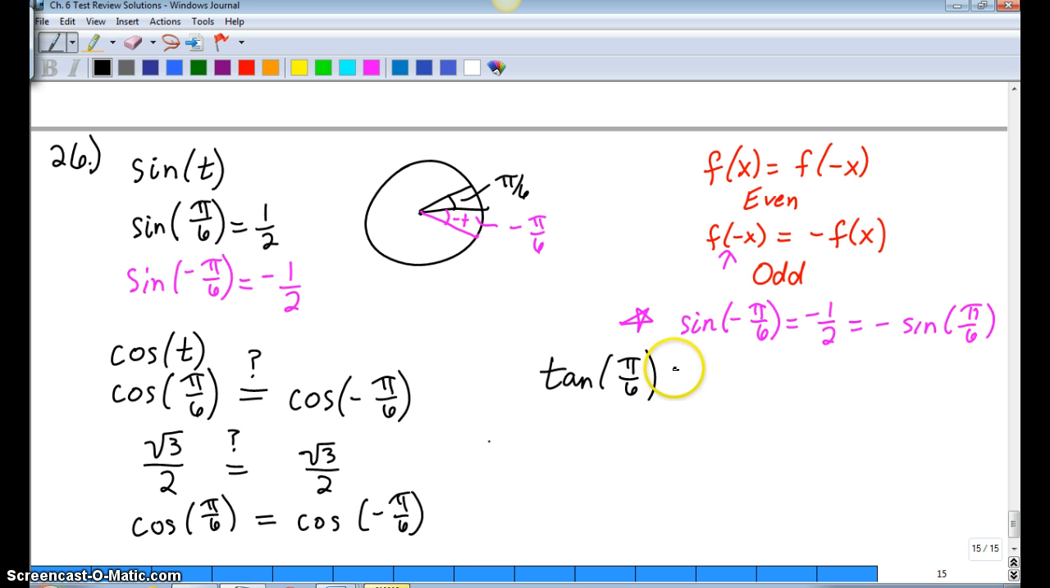Well, tangent pi over 6 is going to be, well, let's make it easier on us. Pi over 4. Okay, tangent pi over 4, 1. It's quadrant 1, pi over 4 for tangent is always going to be 1. So that's equal to 1. Let's take a look at tangent of negative pi over 4.